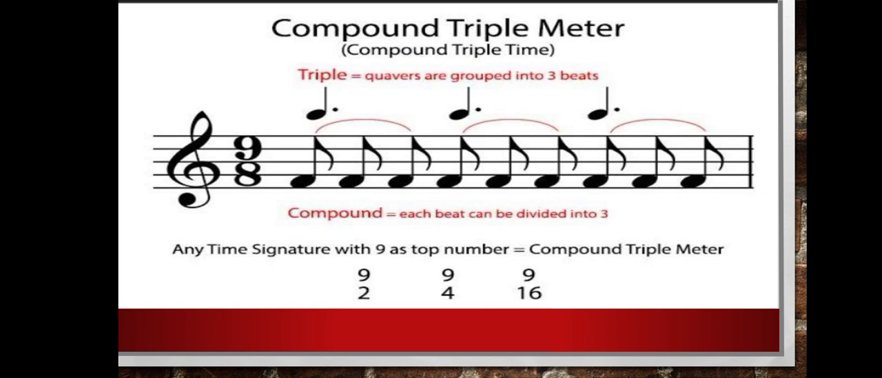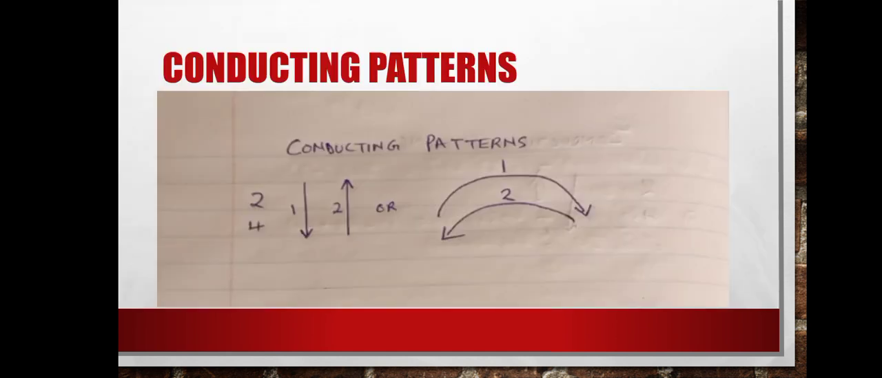Triple is any 3. Triple is 3, duple is 2, quadruple is 4, quintuple is 5, and septuple is 7. On top, we're talking about the top number. These are other examples of time signatures which are compound. There's 9/2, there's 9/4, 9/16. All those ones are there.